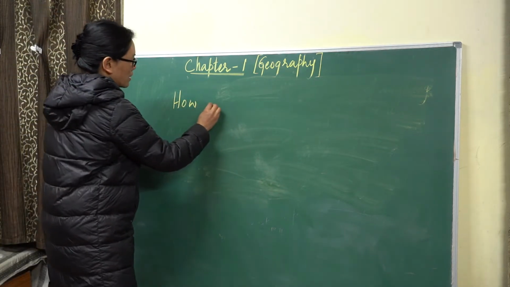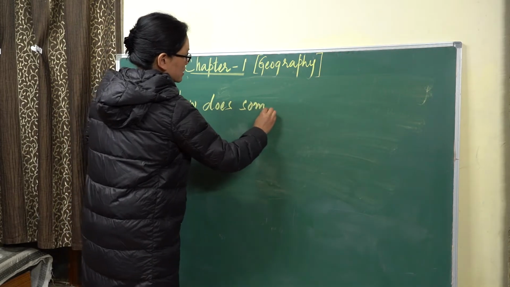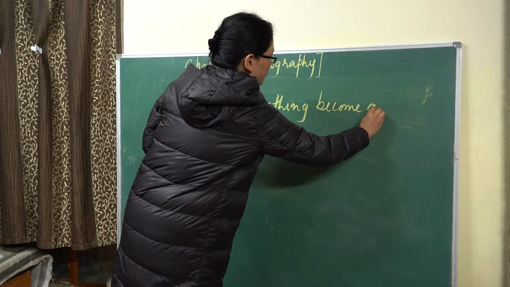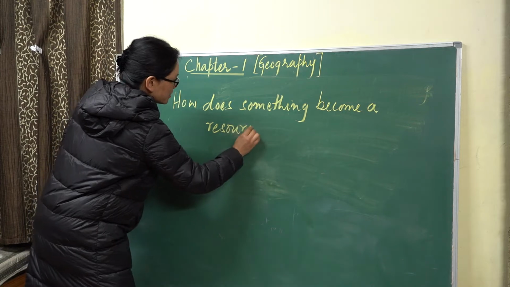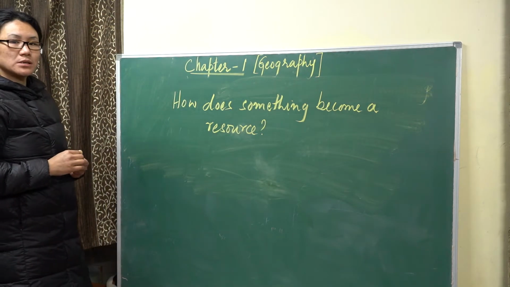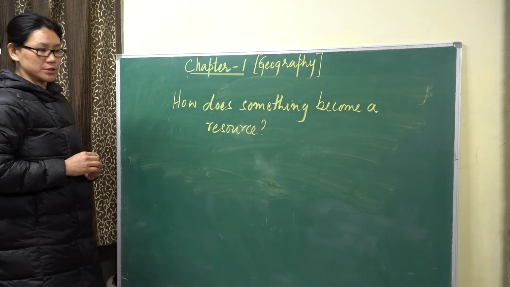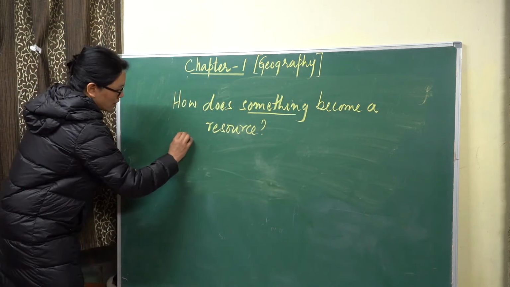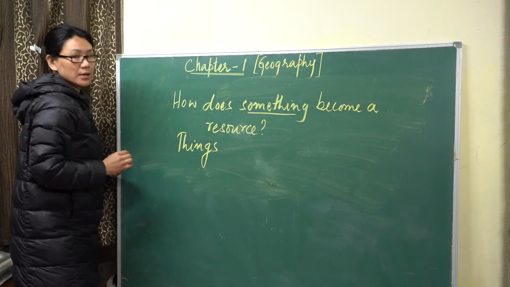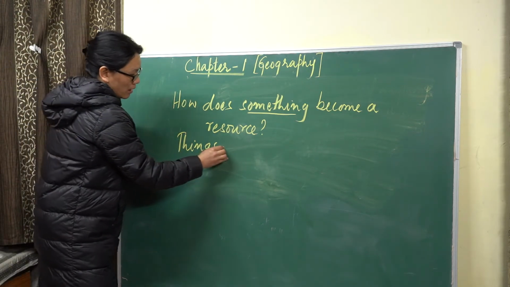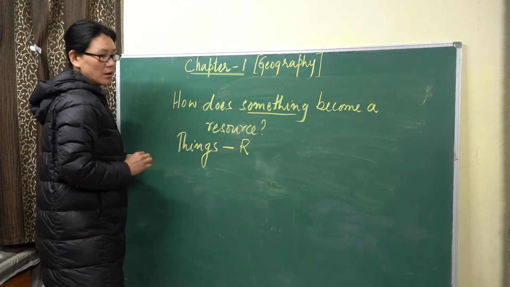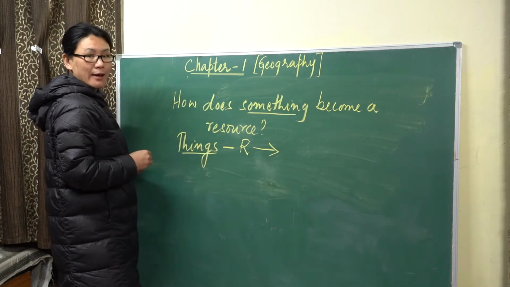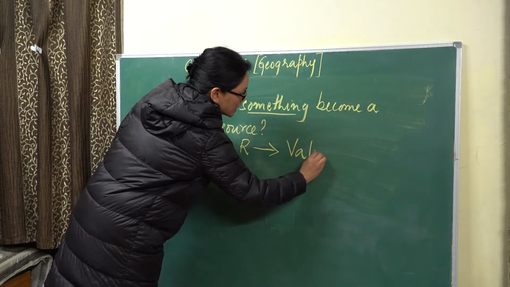Next one is, how does something become a resource? So this is the question here. How does something become a resource? Now see here, something. So we will take up things here. Anything. Okay. Will become a resource only when it has a value.